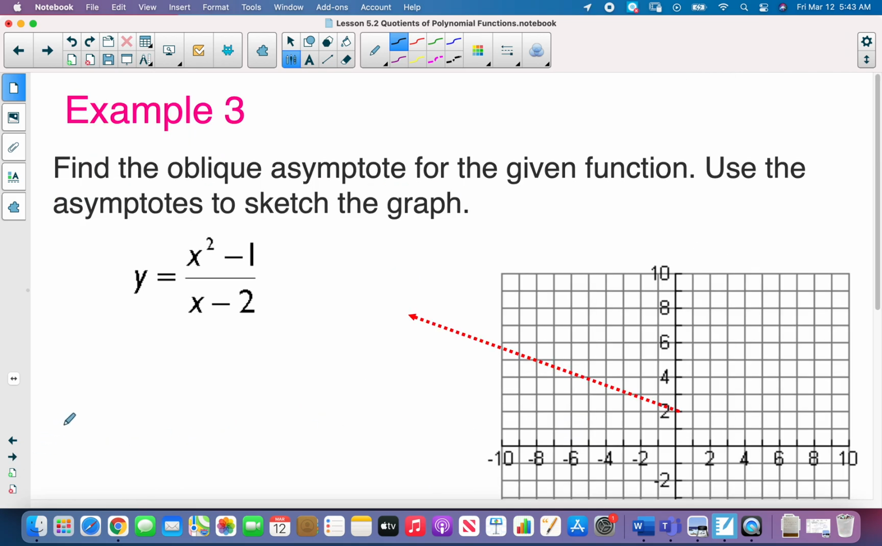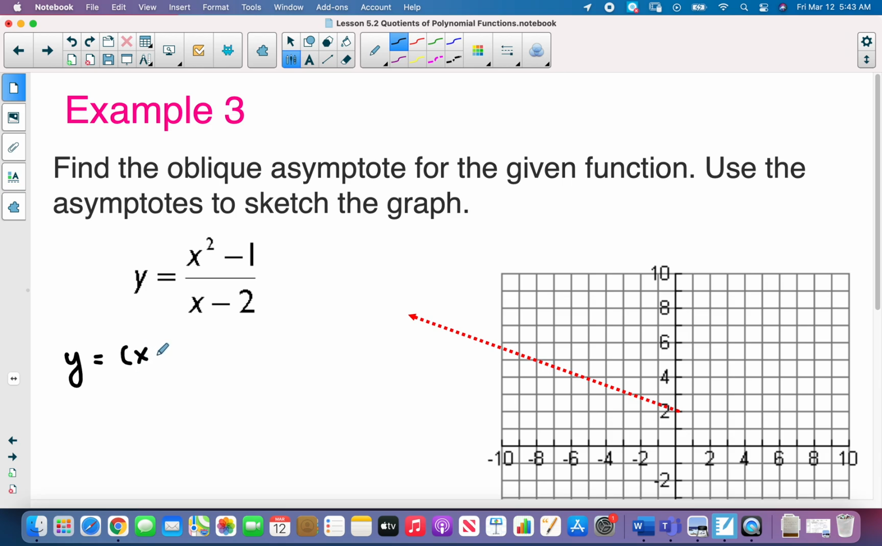So let's try an example. Find the oblique asymptote for the given function. Use the asymptotes to sketch the graph. So you have y equals x squared minus 1 divided by x minus 2, where you can see the degree of the numerator is greater than the degree of the denominator by exactly 1 degree. So therefore this will have an oblique asymptote. And let's just factor this expression to see if there are any holes.